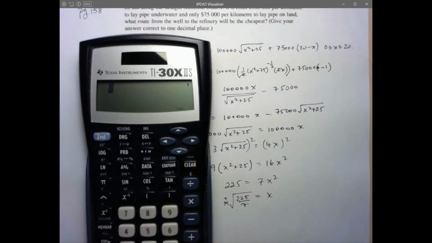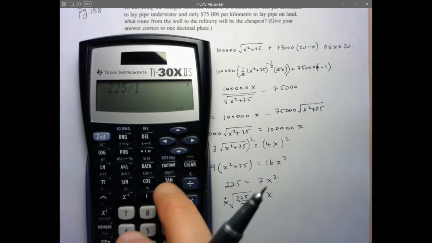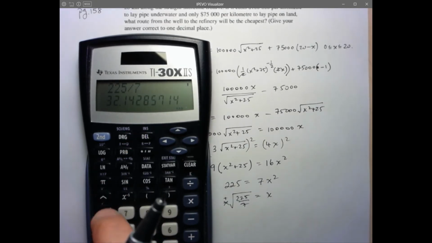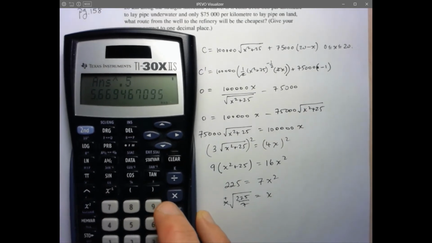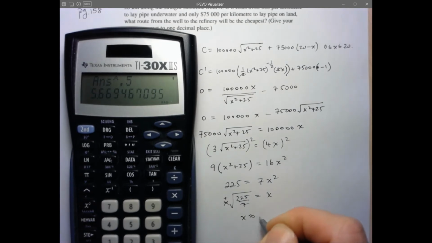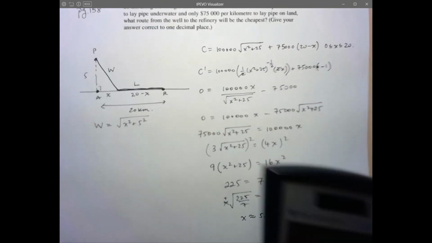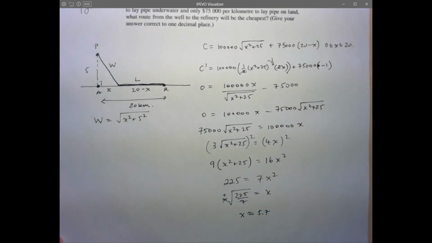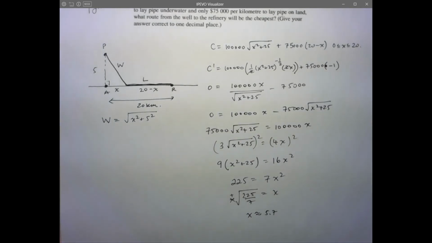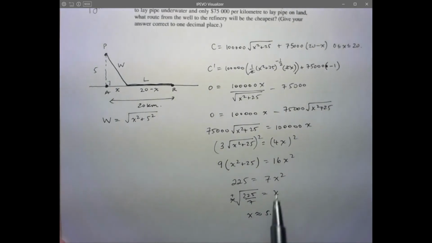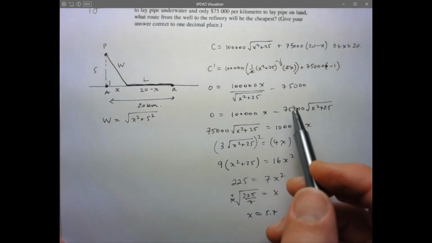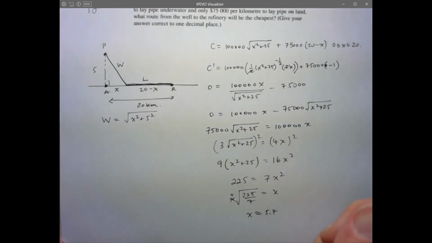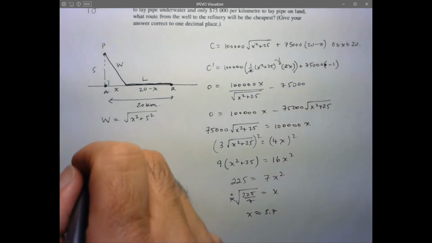Let's just see if this critical value is in my domain. So 225 divided by 7, and take the square root of that, and we've got about 5.7, which indeed is in my domain. So here I guess I could test signs, but I'm working on a closed interval, so I know that my absolute minimum is going to occur either at the critical point or at one of the two endpoints. So let's test those here.